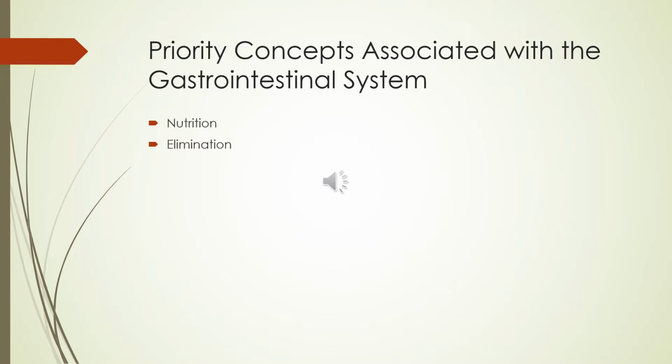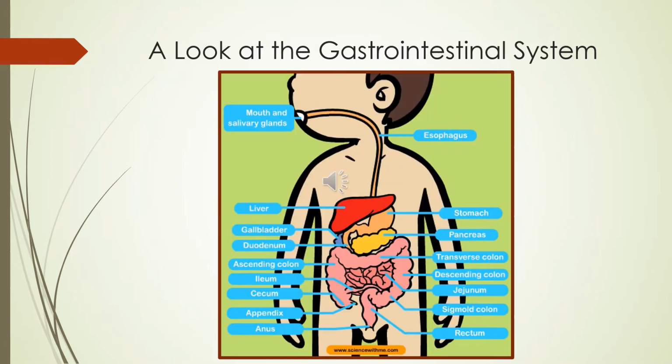So our priority concepts associated with the gastrointestinal system include nutrition and elimination. Of course, there are many others, such as acid-base imbalances and fluid and electrolyte imbalances. So you're going to see a lot of other concepts associated with it also.